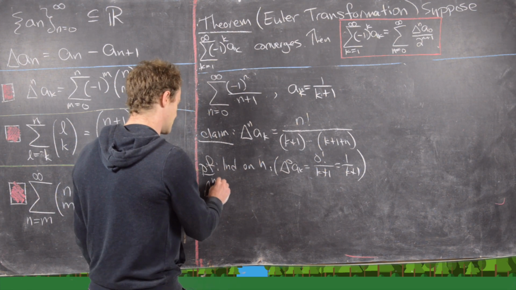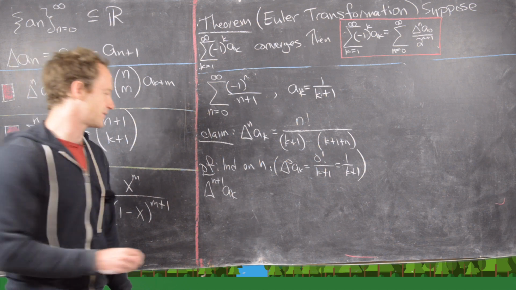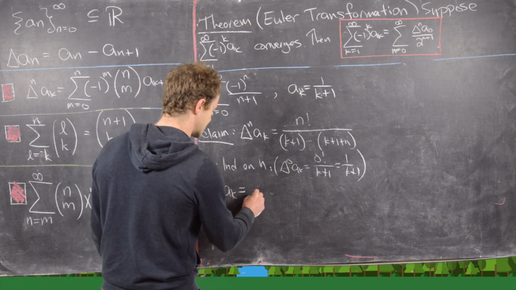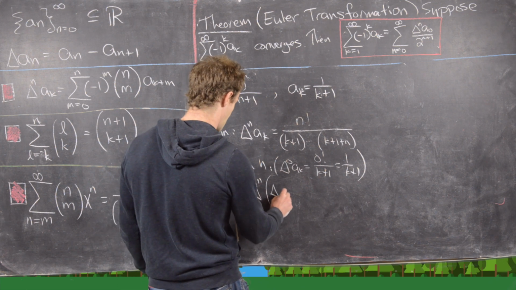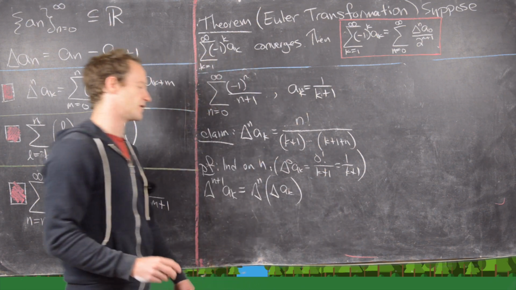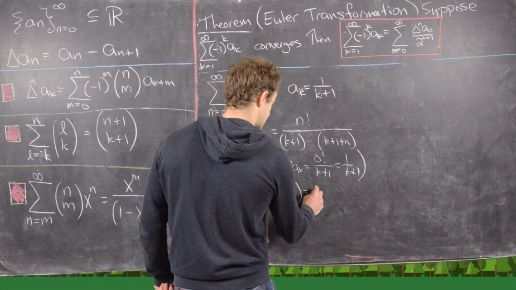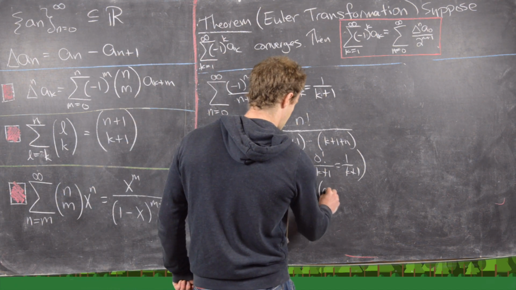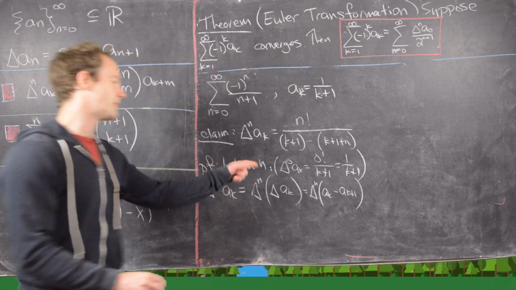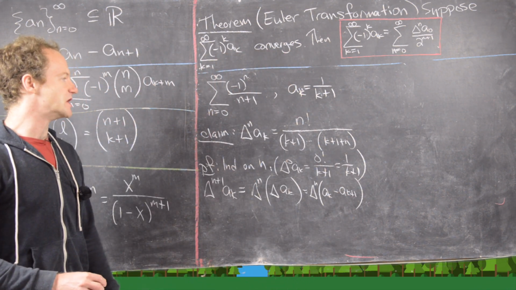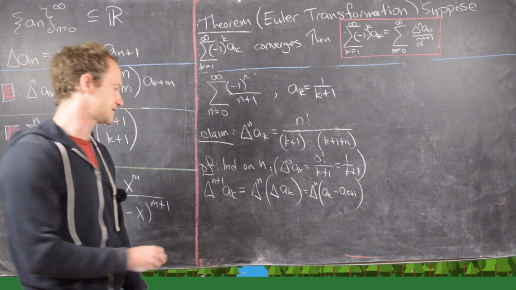So let's take the forward difference operator to the n plus 1 applied to a sub k. But notice that's going to give us the forward difference operator to the n applied to the forward difference operator applied to a sub k. But that's going to give us the n-th forward difference operator applied to a sub k minus a sub k plus 1. But by our induction hypothesis, we know how the n-th forward difference operator acts on each of these.